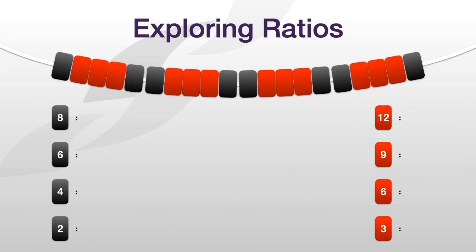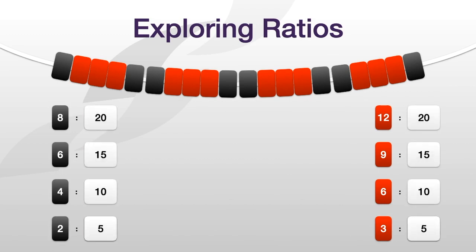The necklace can also be described using equivalent part-to-whole ratios. Part-to-whole ratios can be written as fractions. For example, 2/5 of the beads are black and 3/5 of the beads are red. Let's explore determining an unknown quantity using ratios.